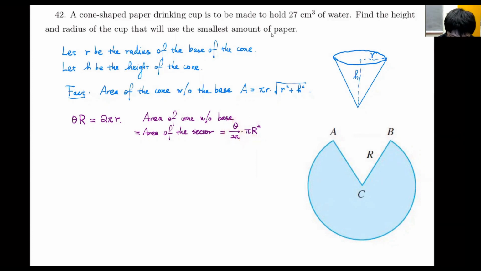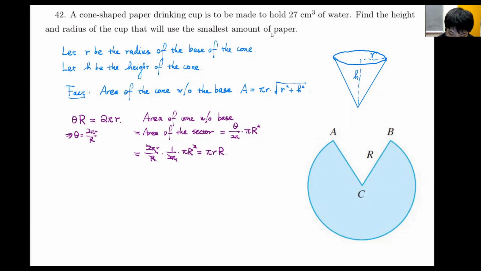But now we know theta. Theta is obtained from here: theta equals 2 pi r divided by capital R. So I substitute this theta out, together with the rest of the terms. This way I get the following: the 2 pi is gone, and one copy of capital R is gone, and what remains is simply pi times r times capital R.